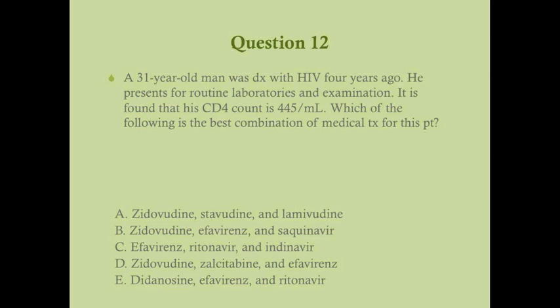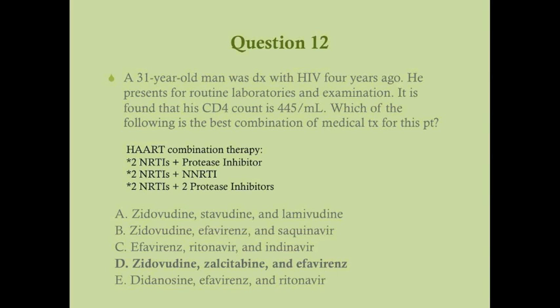The answer here is D. So zidovudine, zalcitabine, and efavirenz. Why is this the right answer? Well, you should know offhand that for any therapy for HIV, any combination therapy, we always use at least 3 drugs. And those 3 drugs are always going to be 2 NRTIs, which are nucleoside reverse transcriptase inhibitors.